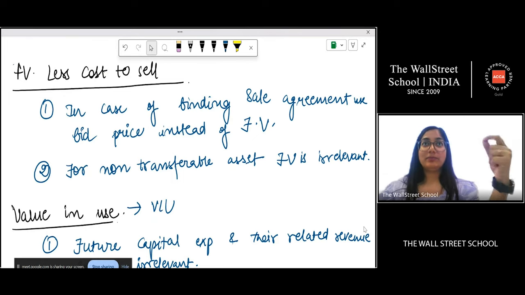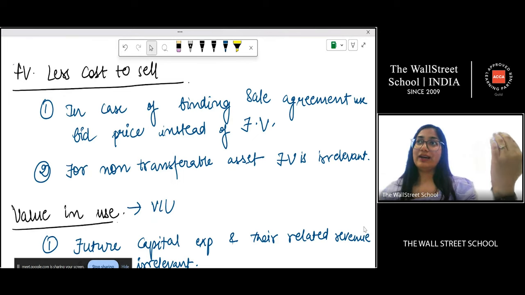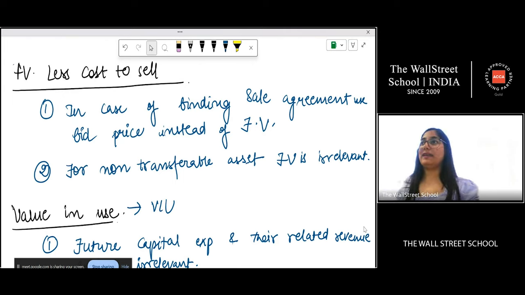One of them is, sometimes it happens that there is a sale agreement that we have done with the other party, that in future I'll be selling my asset for this much value to you. If there is a binding agreement that I have already done in the past, then we do not calculate the fair value less cost to sell in terms of impairment. The value at which I have agreed to sell my asset becomes my fair value less cost to sell. And I compare that value with my value in use, and whichever value is higher is considered for impairment.